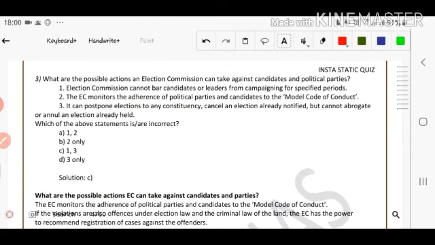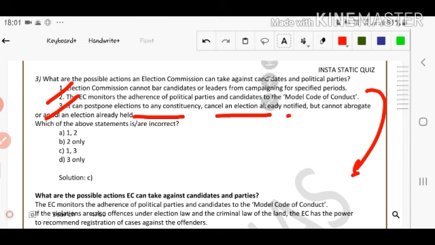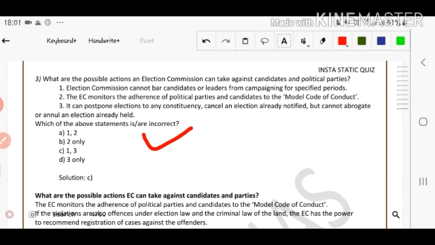The first statement is that the Election Commission cannot bar a candidate or a leader from campaigning for a specified period. Second, the Election Commission monitors the adherence of a political party and candidate to the model code of conduct. It means that it oversees the model code of conduct. Is it right? Third, it can postpone the election of any constituency, cancel an election already notified, but cannot abrogate or annul an election already held.